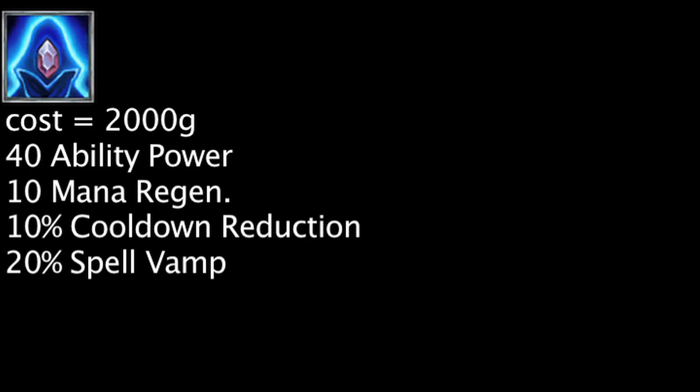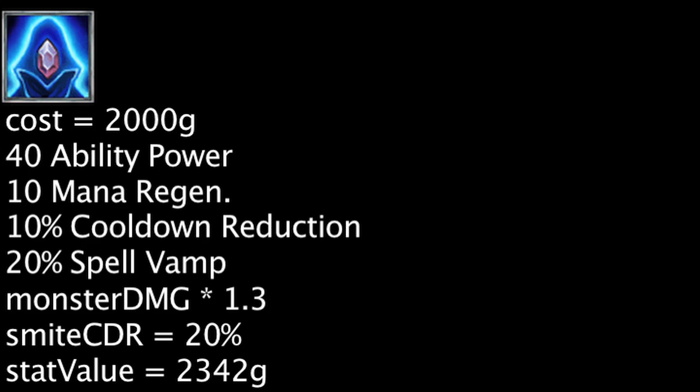Spirit of the Spectral Wraith costs 2,000 gold and will grant 40 ability power, 10 mana regeneration, and 20% spell vamp. It will also multiply all damage dealt to monsters by 1.3 and multiply the cooldown of the Smite summoner spell by 0.8. One is saving 342 gold on stats by purchasing a Spirit of the Spectral Wraith.